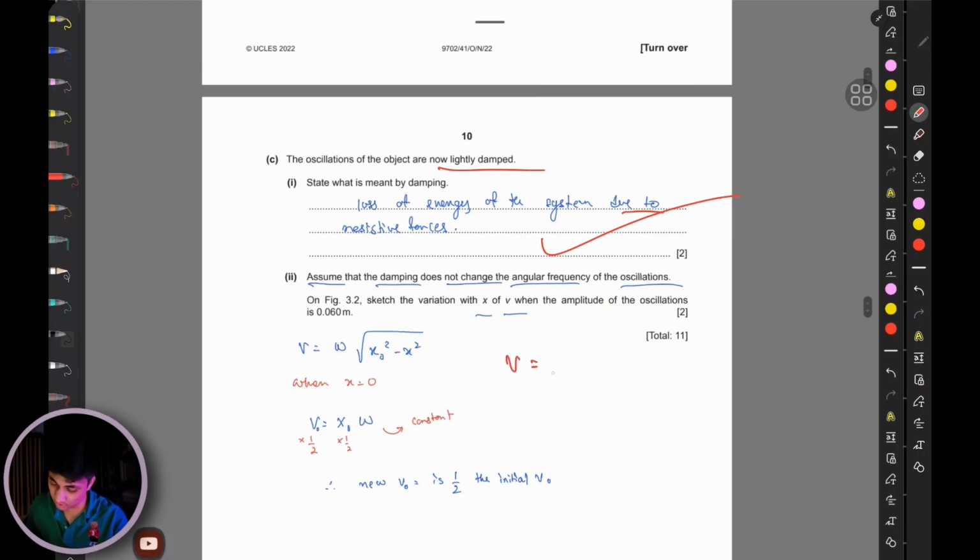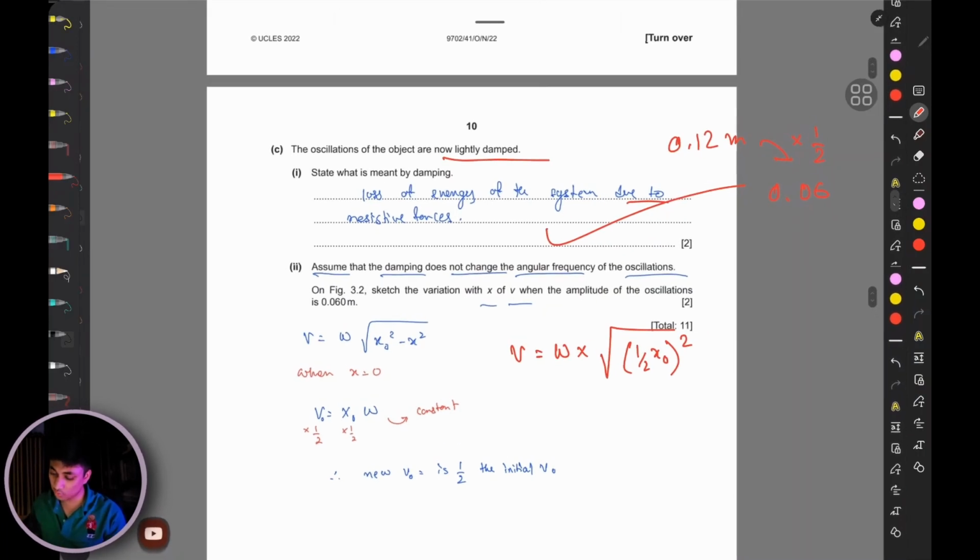So v is equal to omega, which is constant, times, remember, my x naught value initially was 0.12 meters. Now it is what? 0.06. So the value has become times half. Therefore, I can write it as half times x naught. So half times the initial value squared. Great. So now when this root is going to be above the square value, both are going to be cancelled off, right? So you're going to be left with v is equal to omega times half x naught.